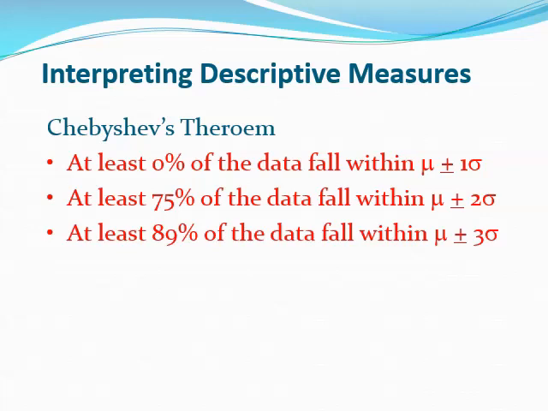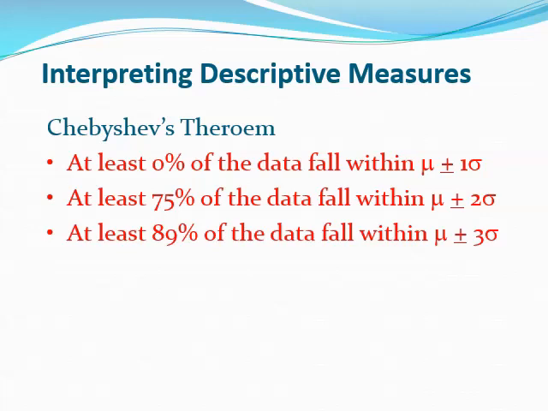Chebyshev says at least 75%. Pretty big jump there, right? From 0 to 75, at least. Probably more. That's a phrase that kind of goes along with Chebyshev. At least 75% of the data fall within one standard deviation of the mean. That's pretty good. Chunk of your data. What we're looking for with this, the way that we want to interpret the standard deviation, is we want to say where does most of the data fall?